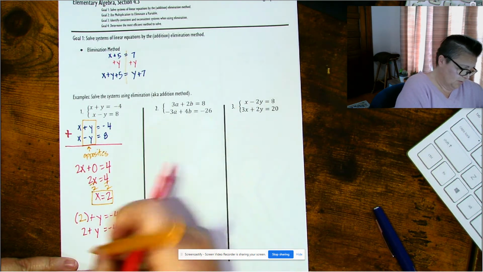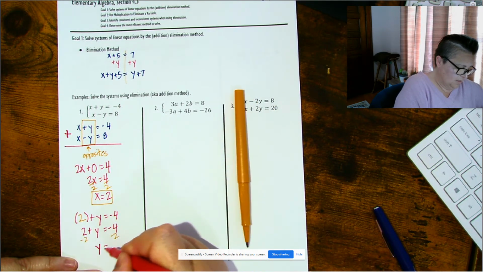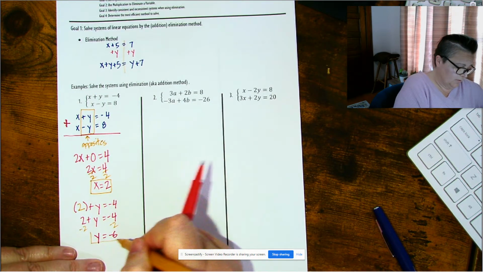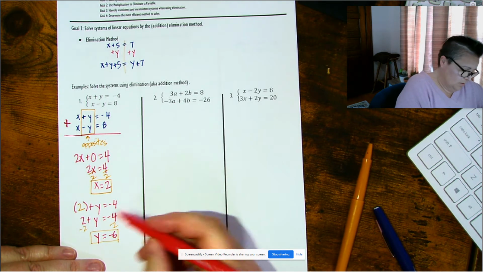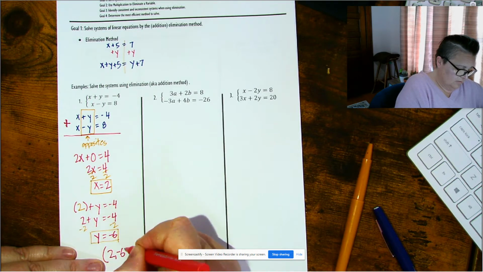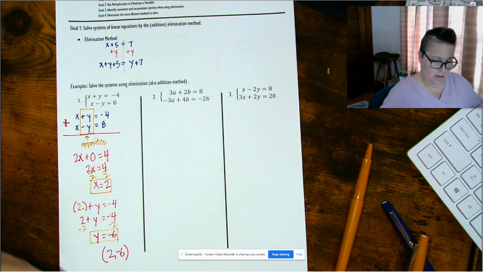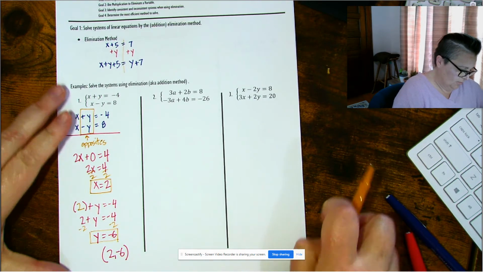Subtract 2 from both sides, still using that addition property, and I get y is equal to negative 6. So I found both my x value and my y value. I believe that the point (2, -6) is a solution to this system. If I'm not confident, or if I'm new to this, maybe what I do is I check to make sure.